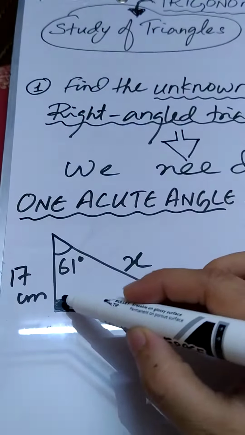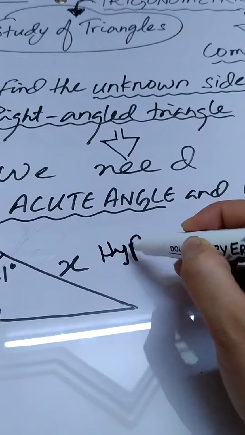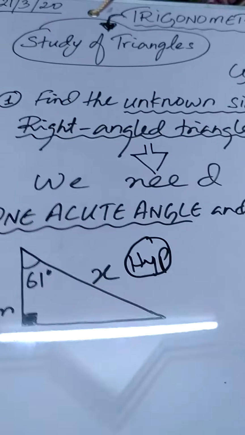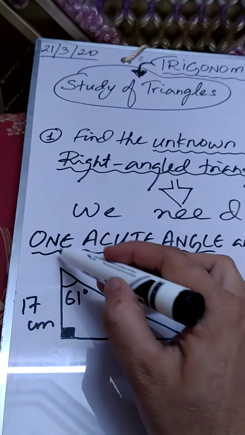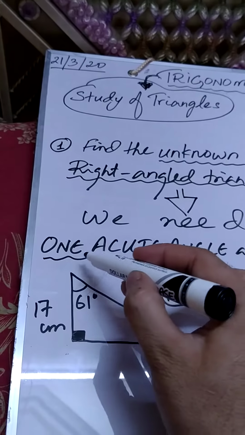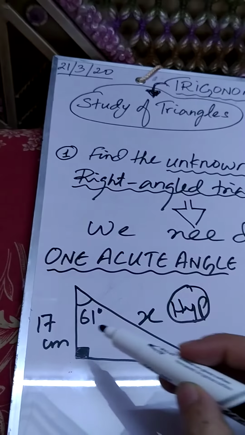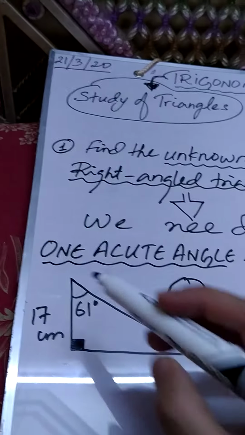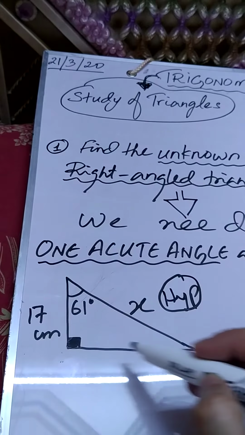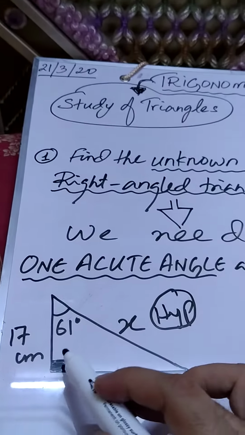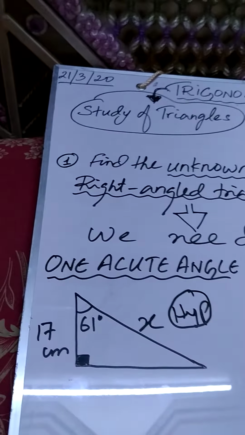The side opposite to 90 degree, guys, is the hypotenuse, the longest side of a right angle triangle. And the two shorter sides, this side and this side guys, this is the hypotenuse, the longest side. It is always opposite to the 90 degree angle. And these two sides are called the two shorter sides. The two shorter sides always form the right angle. So these two sides forming the right angle are called the two shorter sides.